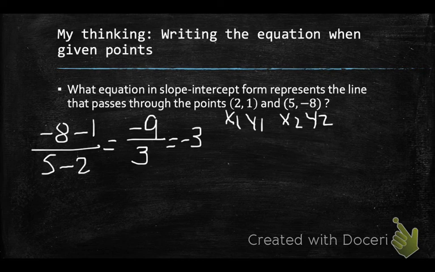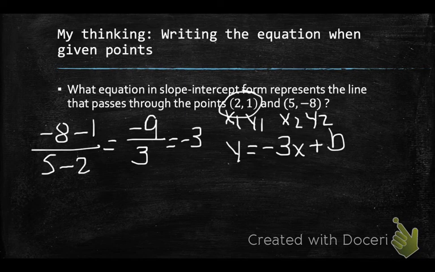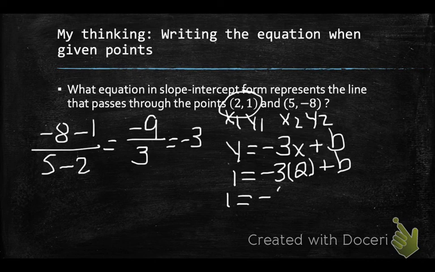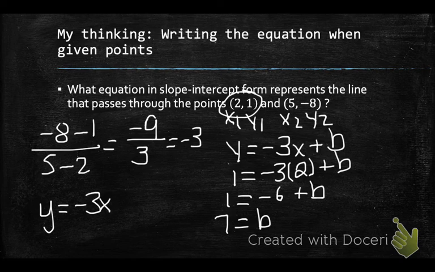So we know that y equals -3x plus b. We don't know what the y-intercept is yet. And so we're going to substitute in one of the points. I'm going to pick 2 and 1. Doesn't really matter which one. So y is 1, -3 times 2 plus b. So 1 equals -6 plus b. 7 equals b. So our equation is y equals -3x plus 7.